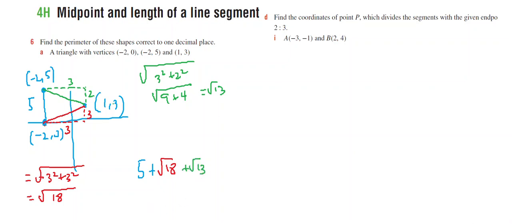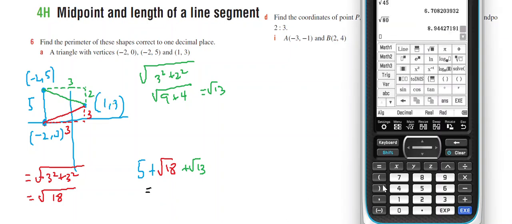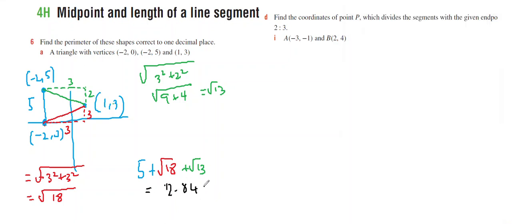So they're the three lengths of my triangle, and adding them all together on my calculator gives me 5 plus the square root of 18, outside, plus the square root of 13. And that is going to equal 12.4848. And to two decimal places, that becomes 12.85.